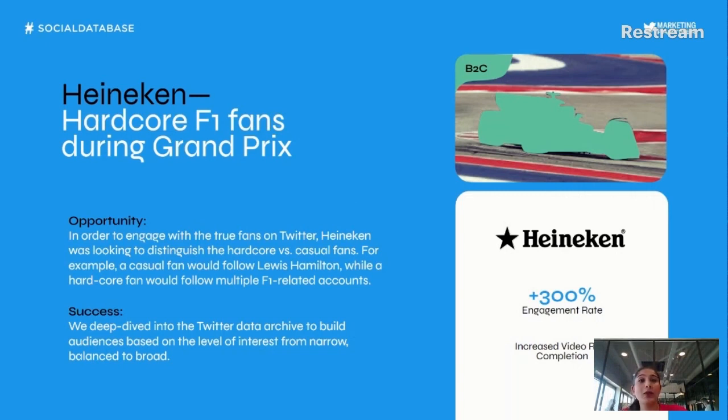For example, someone like me, who's a casual follower, might follow just Lewis Hamilton or Max Verstappen, whereas a hardcore fan would follow at least 10 to 20 Formula One accounts on Twitter. Through this methodology, we could help Heineken reach the hardcore Formula One fans, resulting in over 300% higher engagement rates and improved video completion rates. Thus, Heineken successfully reached and interacted with its target audience.